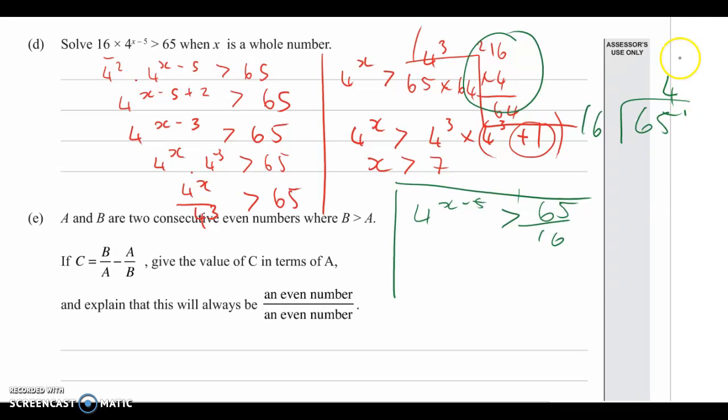So I've got 4 and 1/16. So it's just a bit more than 4. So this is saying 4x minus 5 is greater than 4 and a bit. So if x was 6, then this would just be 4, and 4 isn't greater than 4 and a little bit.